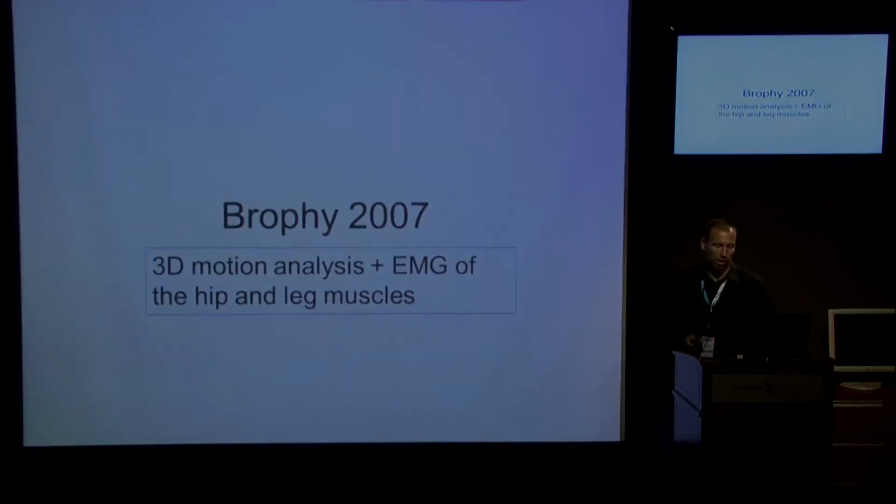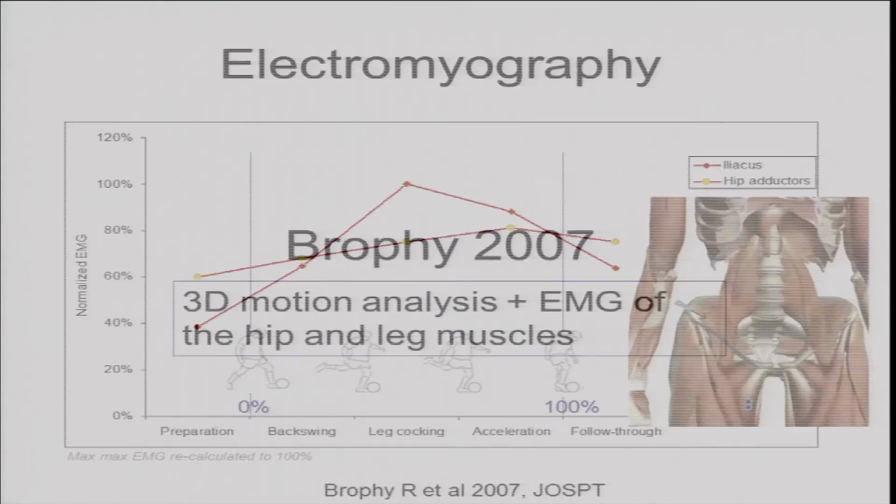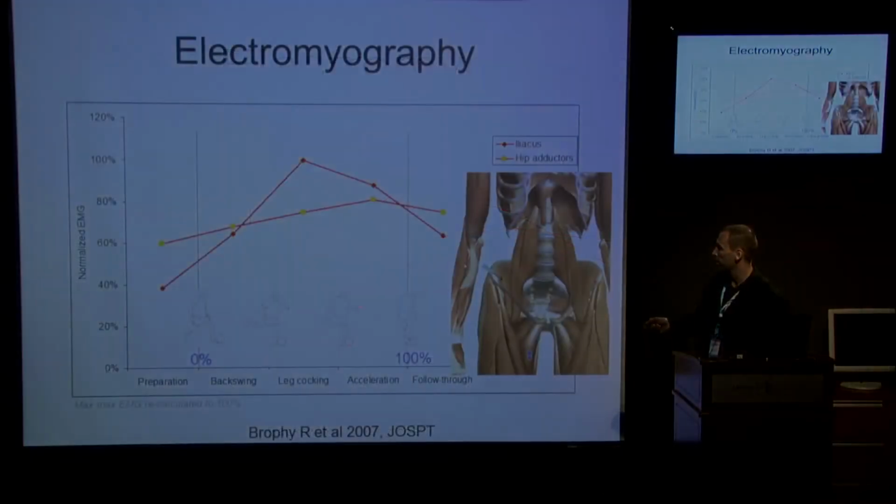This is a study that did that. They did the 3D motion analysis together with measurements of EMG. And this is what they found for the iliacus and for the adductor longus. During these 3 phases of the kick, the backswing, the leg cocking, and the acceleration, there was a fairly high EMG activity in both muscles during all the kick. The activity for the iliacus was highest during the leg cocking phase, and for the adductor muscles during the acceleration phase. But for all muscles, you can see here it's above 60% of maximal activity. That's a high activity.